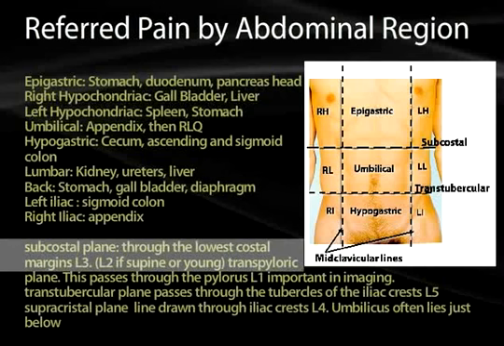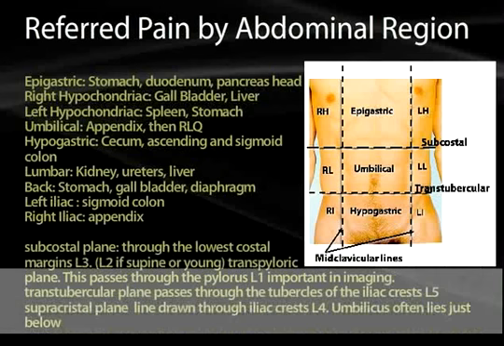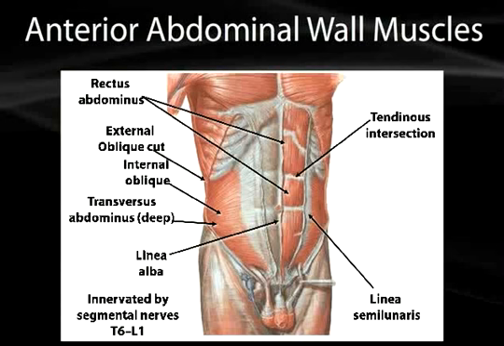The subcostal plane, which will be through the lowest costal margin, is through the level of L3, and sometimes L2 if you're young. The transpyloric plane will pass through the pylorus and is at the level of L1. And the transtubercular plane will pass through the tubercles of the iliac crest at L5, with the supracristal plane drawn through the iliac crest, taking you through L4.